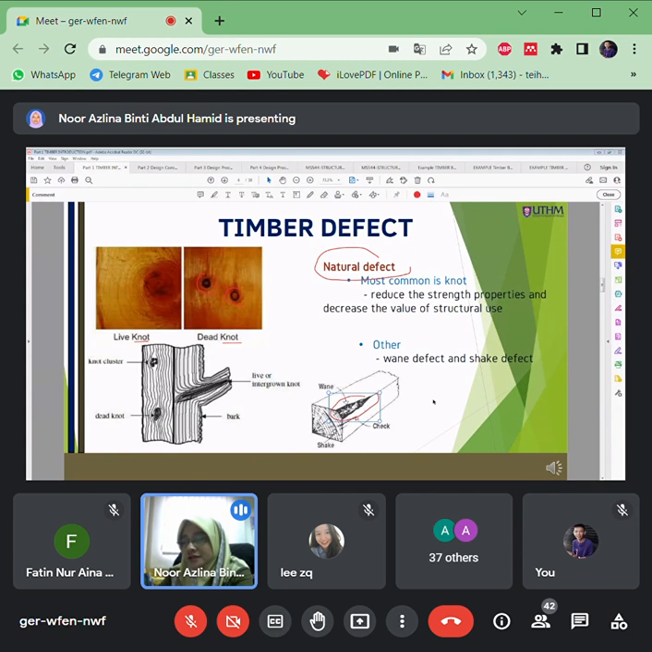So it looks like some part of it has a reduction of its cross sections. Okay, and then also have cracks here. Okay, so this also can reduce the strength for the timber.